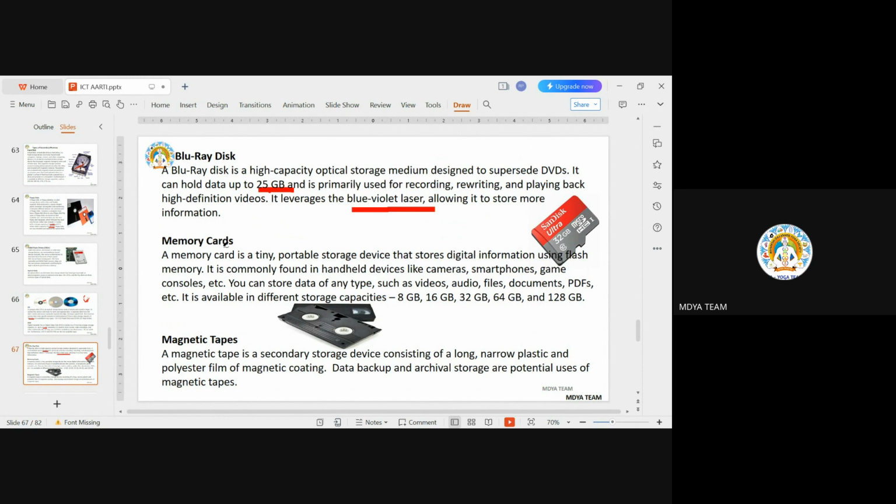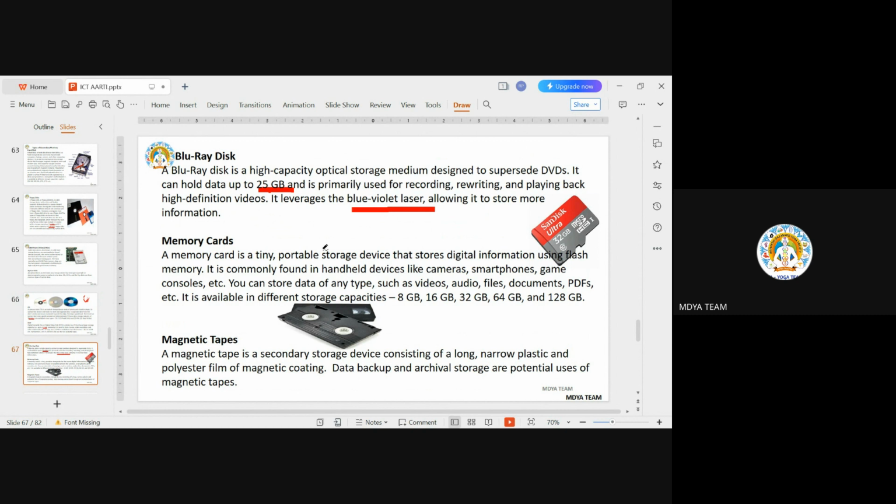Next is the memory cards, as we use in our smartphones. Now, a memory card is a tiny portable storage. As we know, we can use one memory card in more than one smartphone. It is a portable storage device that stores digital information using flash memory.